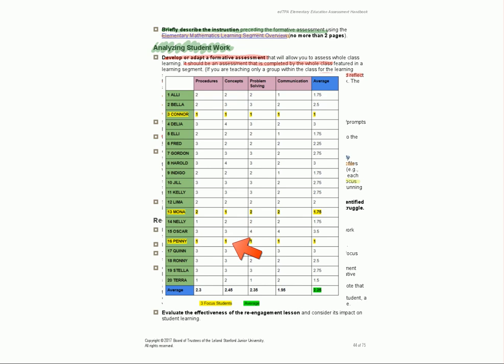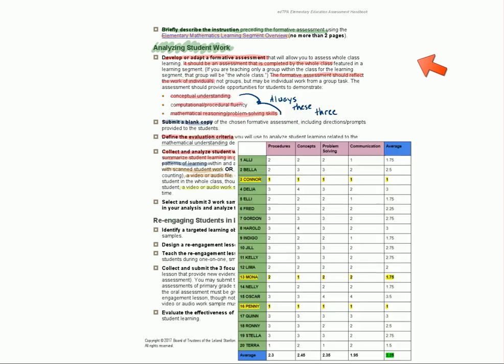All right, so the significant part of that is that your re-engagement lesson is based on analysis that comes from a chart like this or from your narrative. Based on your analysis, or based on my analysis, I see that Connor, Mona, and Penny are struggling with this particular conceptual piece of the mathematics we studied. All right? So everything falls from your analysis of these charts. So let's go on.